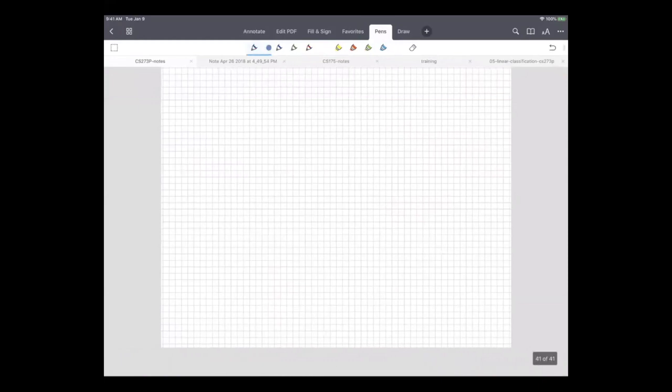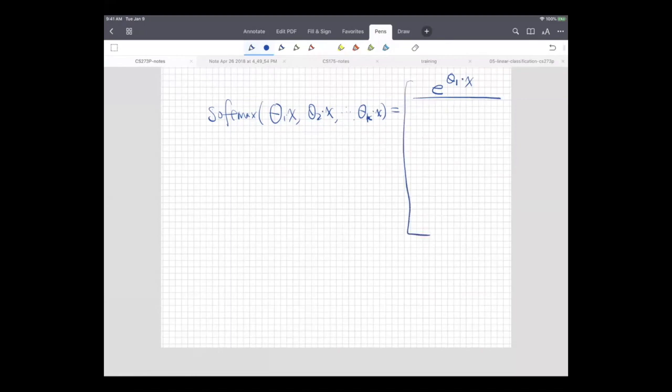Softmax of these scores, theta 1 dot x, theta 2 dot x, up to theta k dot x, is equal to exponential of theta 1 dot x divided by the constant. Let's look at the first term now. You have all the terms, but let's look at only the first one: exponential theta 1 dot x times exponential theta 2 dot x, up to exponential theta k dot x.